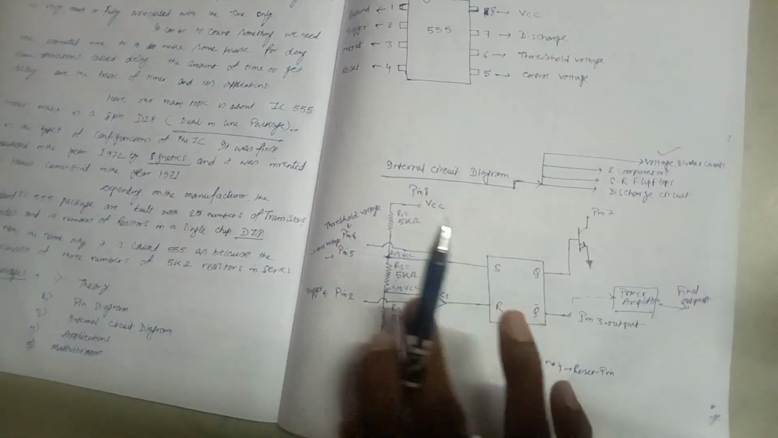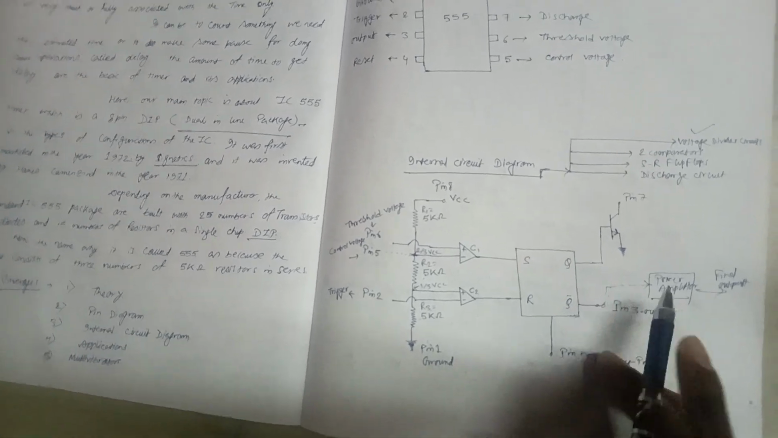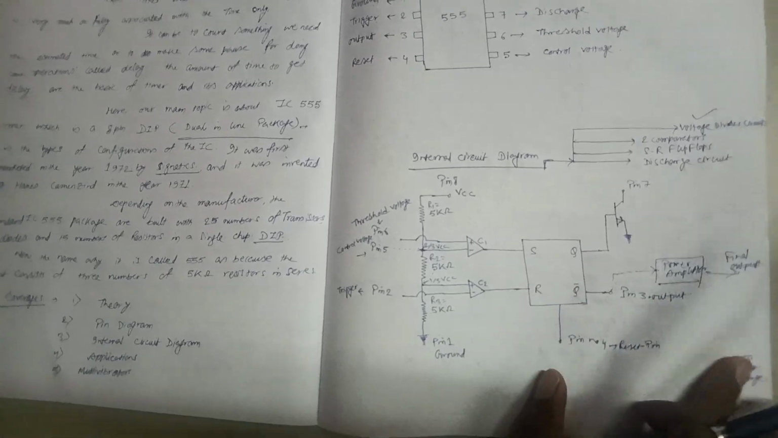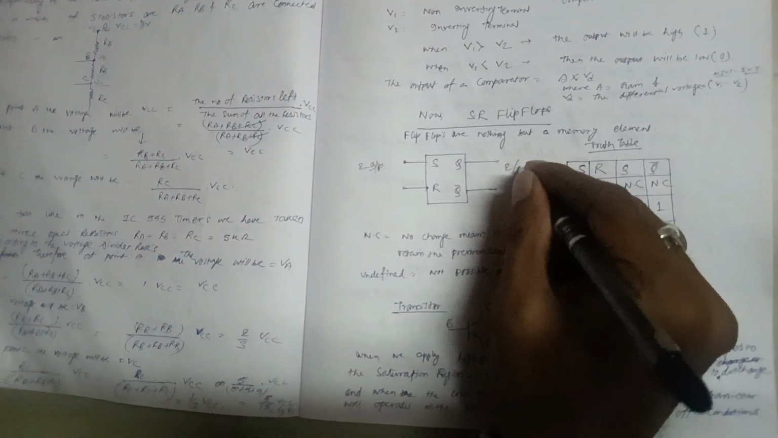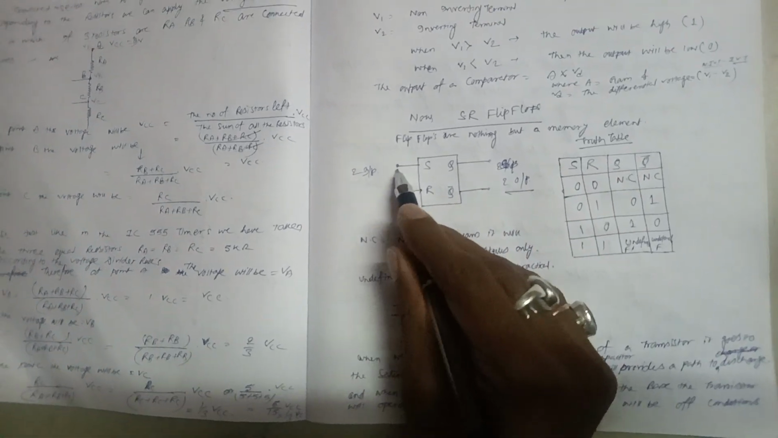Now again we go back to the circuit. We have a flip-flop, and a flip-flop is nothing but a memory element. So we have taken an SR flip-flop here. It has two inputs and we are getting two outputs. So for the truth table of the SR flip-flop, if we take only the two states, the two inputs we have taken are 0 and 1.